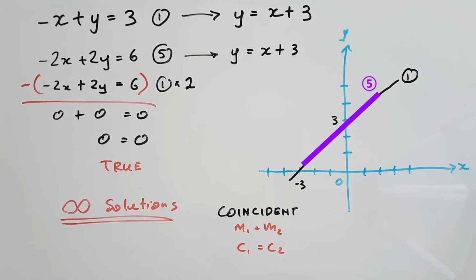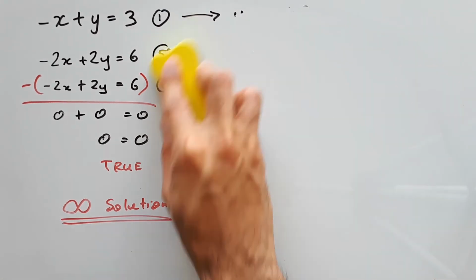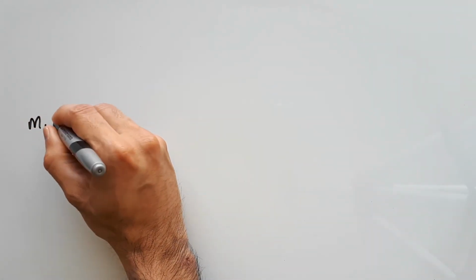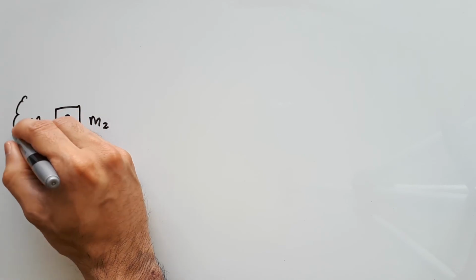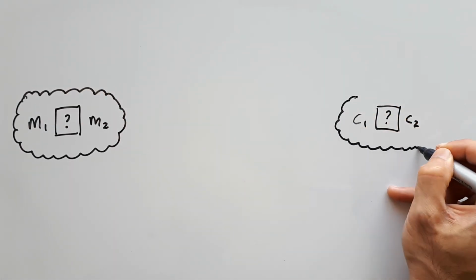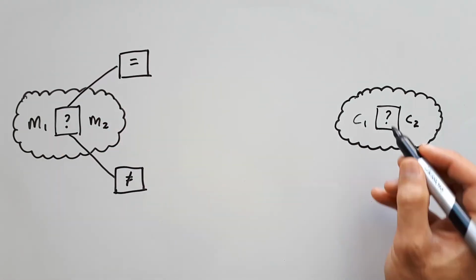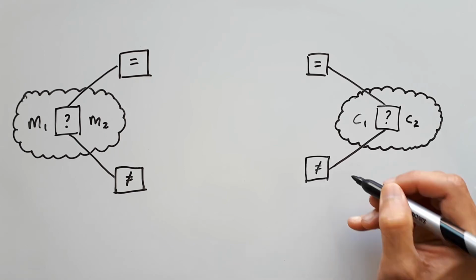And now I'm going to build a mind map to show you how the connections are made so that you can identify each scenario in the future for yourself. The two most important principles to consider are the slopes, m1 and m2, and the y-intercepts, c1 and c2, from each line. The question is whether the slopes match or not, and whether the y-intercepts match or not.